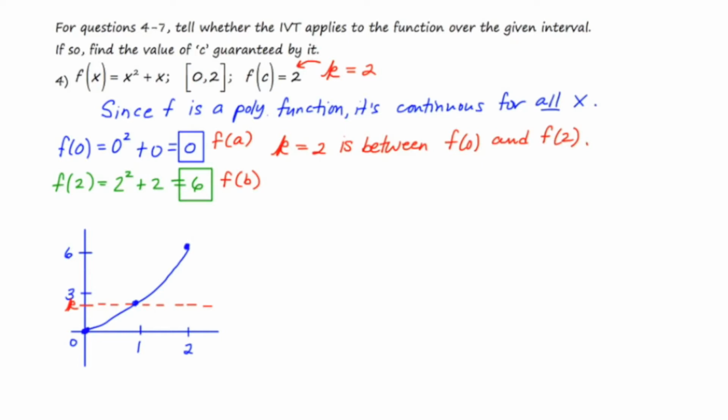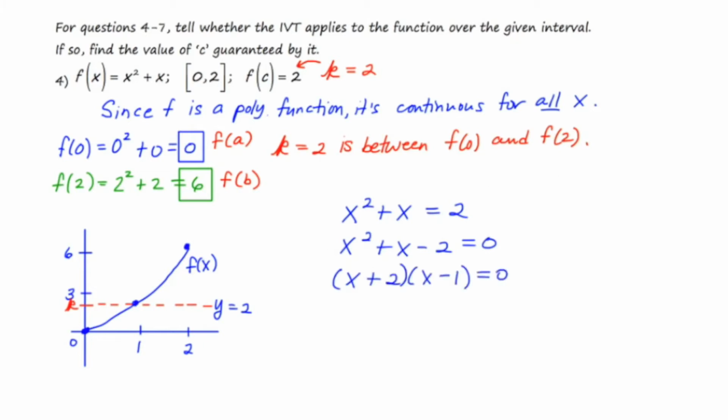So now we've got to find out where that crossing is. What I'm going to do is basically intersect these two curves together: the curve that they give us, which is f of x, and the line y equals 2. I'll move the 2 over, setting everything equal to 0, giving me x squared plus x minus 2 equals 0. I'll factor: (x plus 2)(x minus 1). I'll set each factor equal to 0, giving me answers of x equals negative 2 and x equals 1.